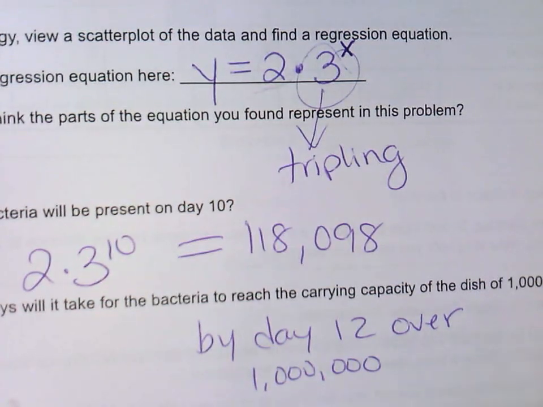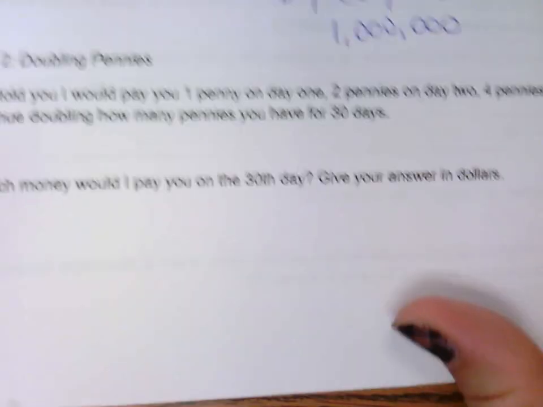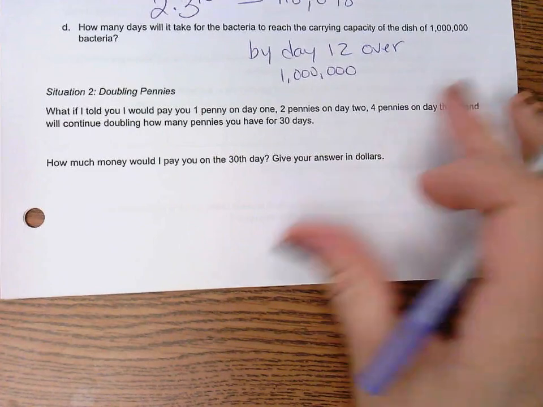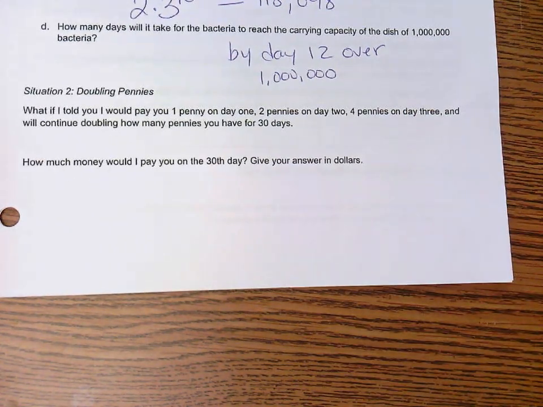So that's bacteria growth. So what about doubling pennies? So what if I told you I would give you 1 penny on day 1, then 2 pennies, then 4 pennies? How many pennies would you have for 30 days? So we don't have to add up day 1, day 2, day 3, day 4. Just how much should I be paying you? How many pennies would I give you on the 30th day?